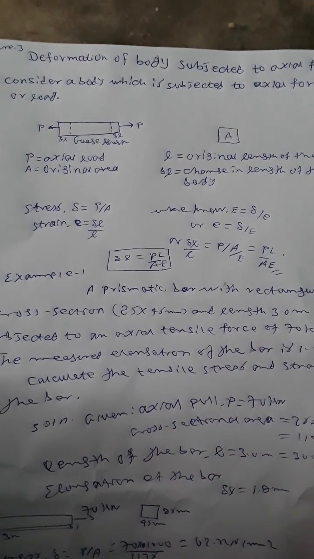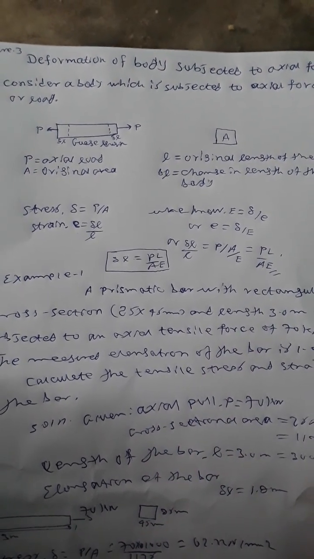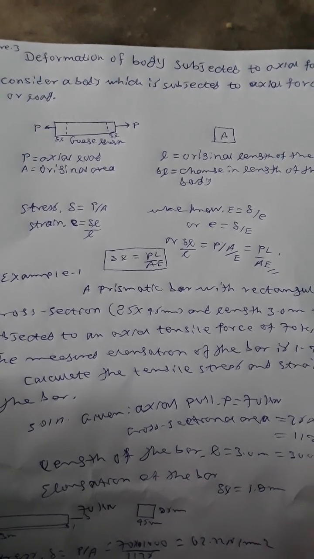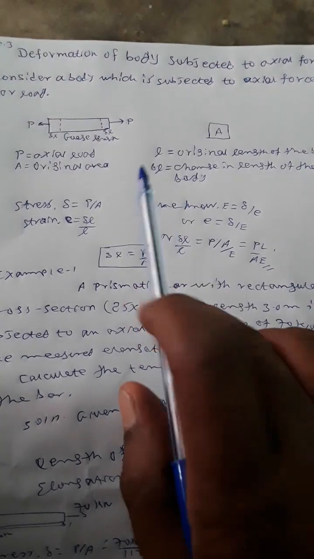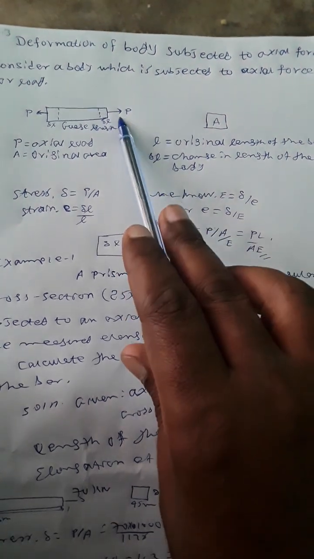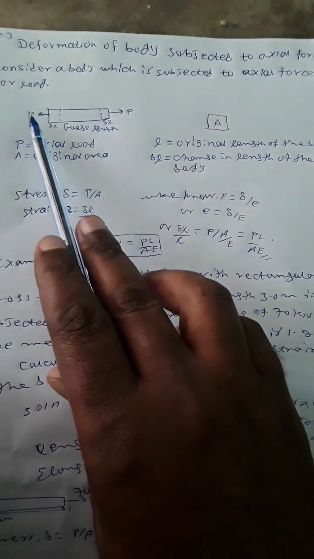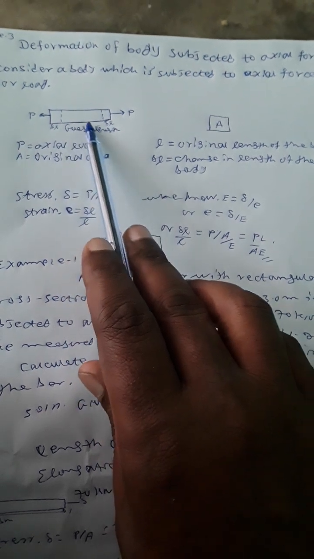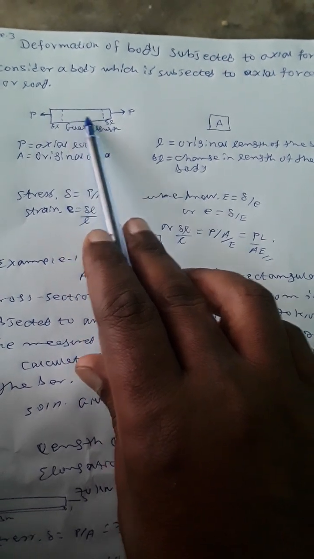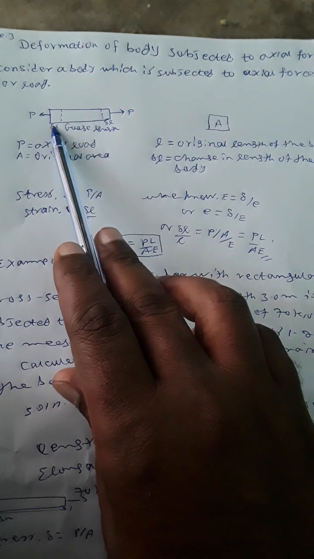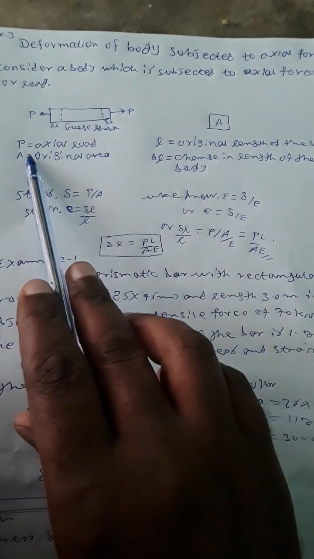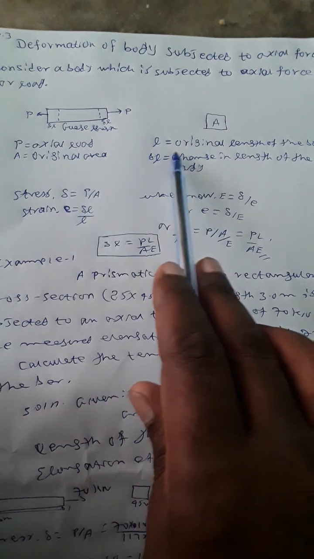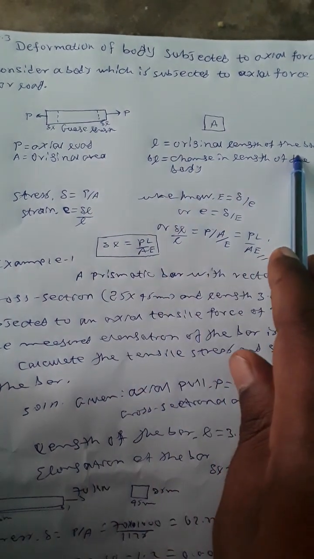Lecture 3: Deformation of a body subjected to axial force. Consider a body which is subjected to axial force or load. This is axial force P, a pulling force. This is the gauge length, and this is the change in length. P is the axial load, A is the original area, and L is the original length of the body.